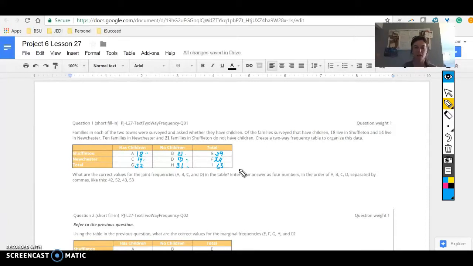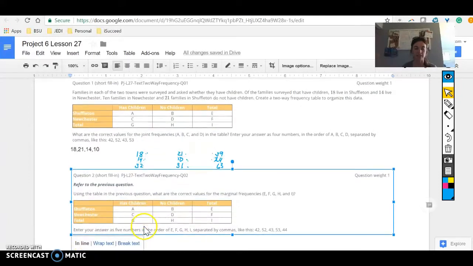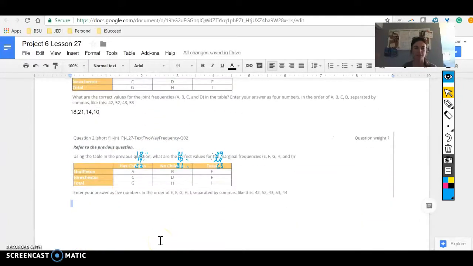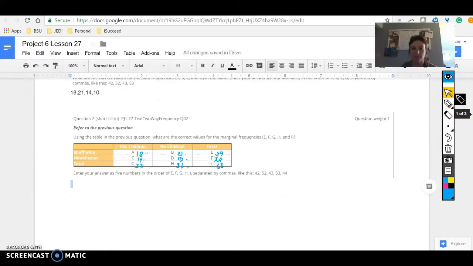So this first question, what you actually have to enter is values A, B, C, and D in that order, and those are the joint frequencies. So let's just type those out, and this is how you do it, comma but no space, 18, 21, 14, and 10. All right, so that's our A, B, C, and D data. Let's go down, and I think I can make this just match up perfectly.